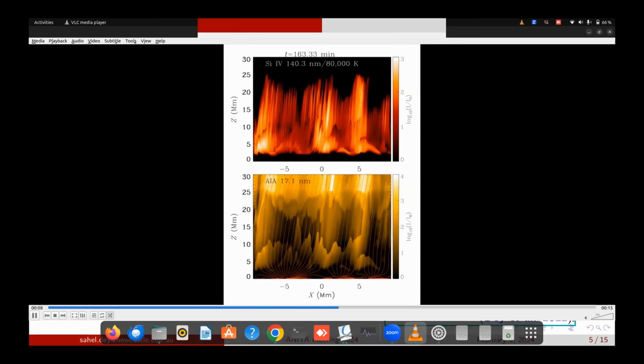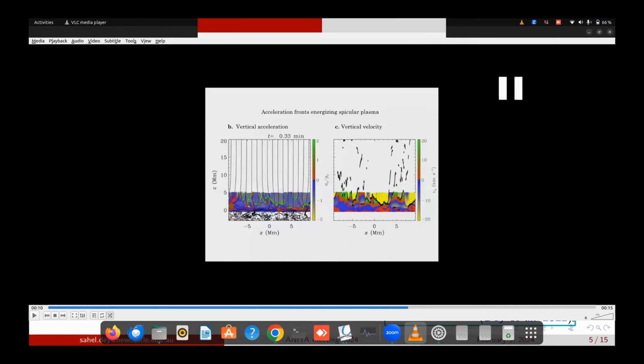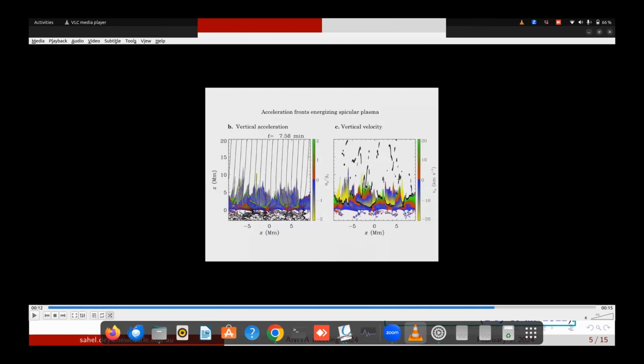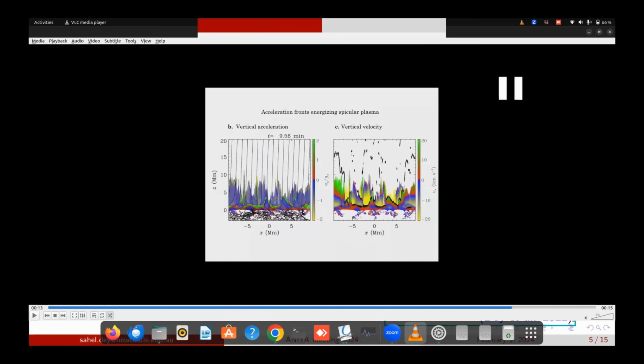Regarding the mechanism I talked about, here I'm showing you the plasma acceleration and the plasma velocity. The green patches are positive acceleration and positive velocity, and the black contours show you the shock front regions where plasma is going through a strong compression. You'll see these spicules are actually following these shock front regions. These are slow shocks.